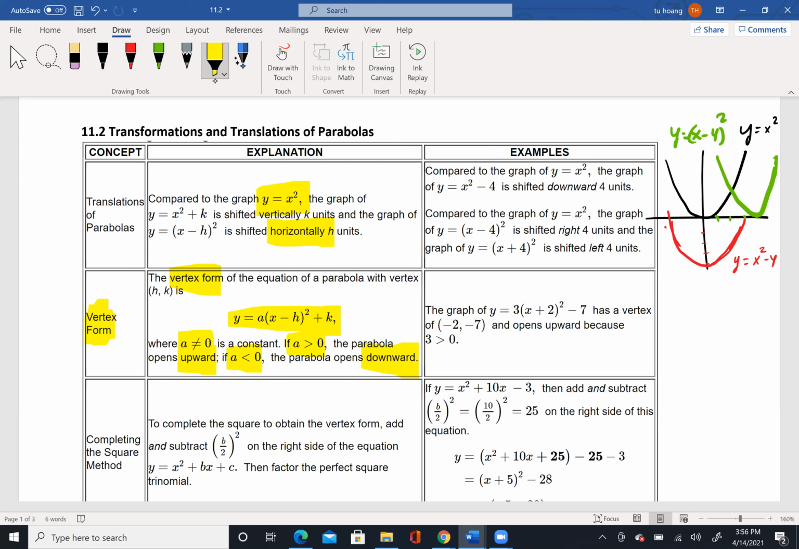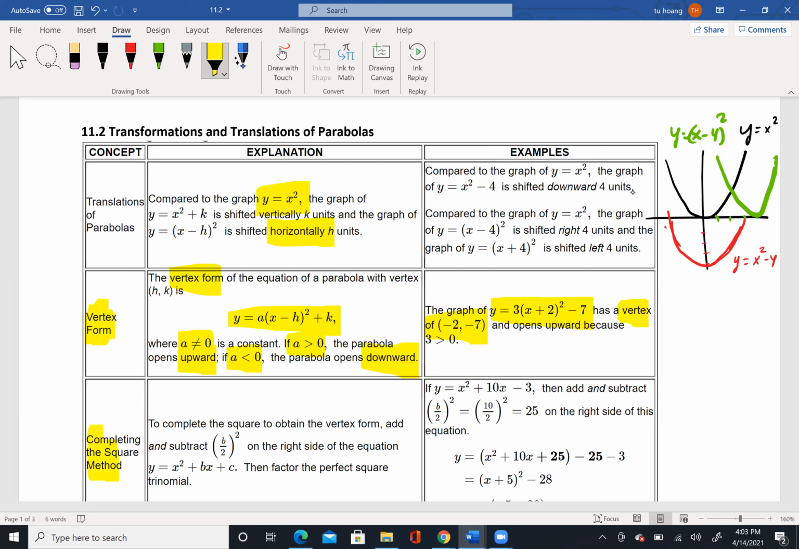For example, the graph of y equals 3 times x plus 2, everything squared, minus 7, has a vertex of (-2, -7). And it opens upward because a in here is 3, which is greater than 0.